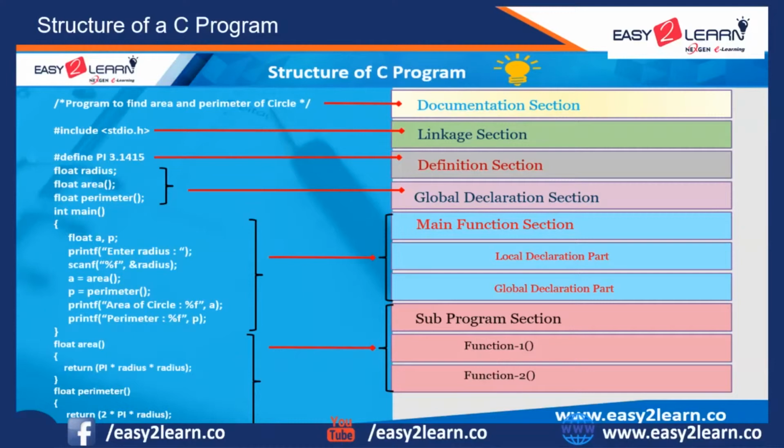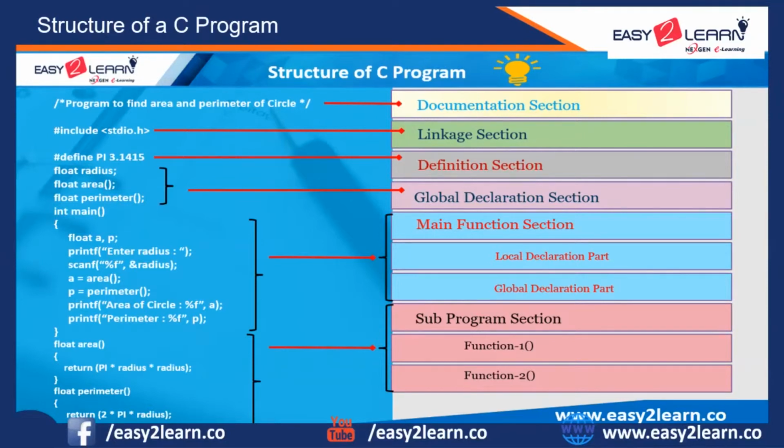Definition section. The definition section defines all symbolic constants using the #define directive. Global declaration section. There are some variables that are used in more than one function. Such variables are called global variables, and they are declared in the global declaration section that is outside of all the functions. This section also declares all the user-defined functions.